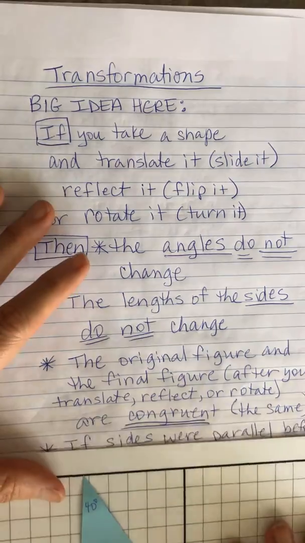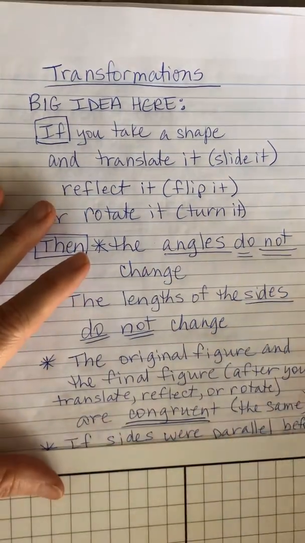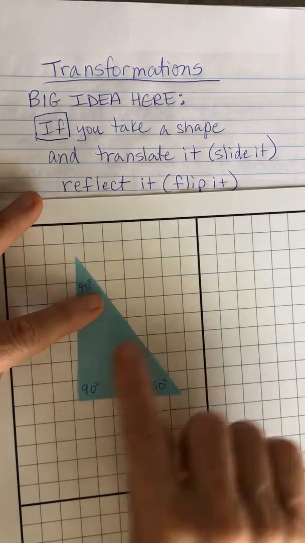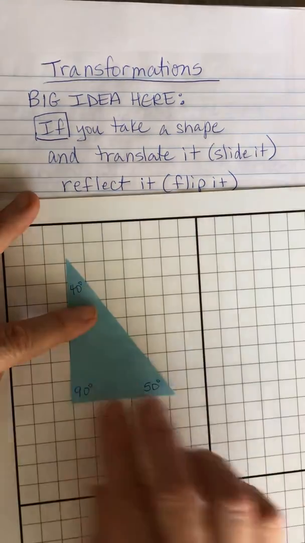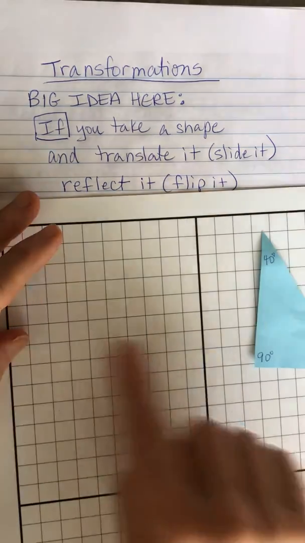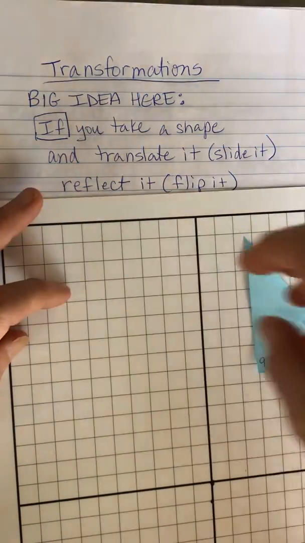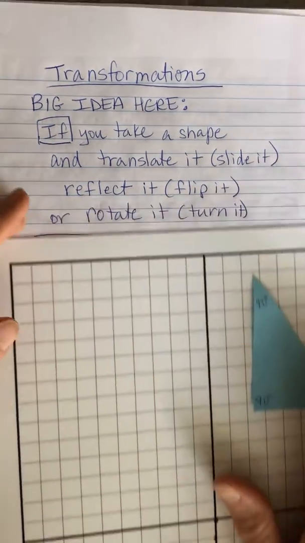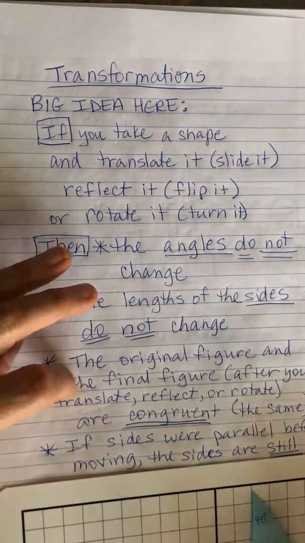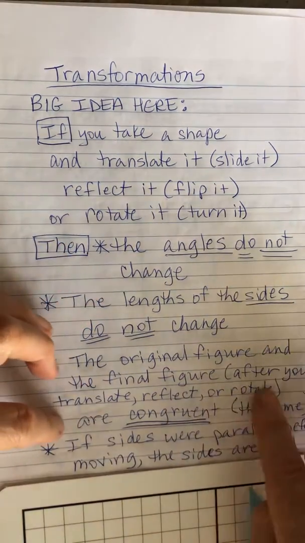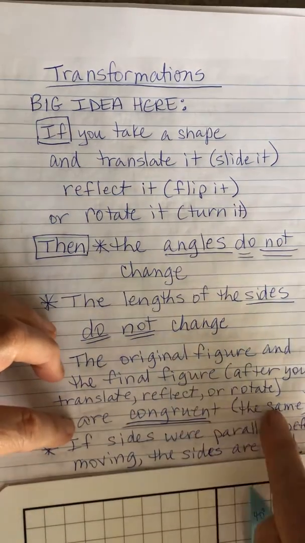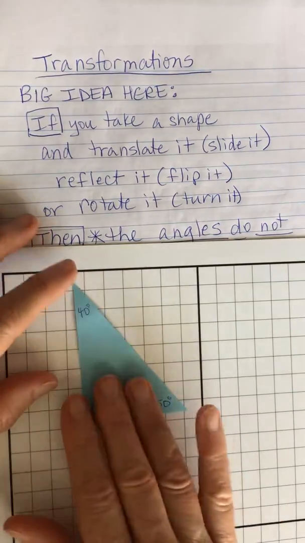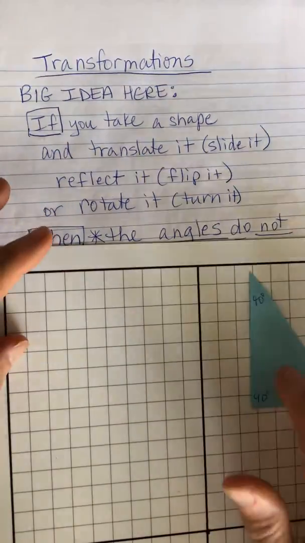And the original figure and the final figure. So what that means is this is where the original figure is. If I say I'm going to translate it 5 units to the right, 1, 2, 3, 4, 5, well, I've taken it and I've moved it. This is where it originally was, and this is where the final figure is. So that's what this is saying. The original figure and the final figure, after you translate, reflect, or rotate it, are congruent, the same. The big thing is to remember congruence means exactly the same. So no matter what, this shape, I move it, yep, it's still congruent.